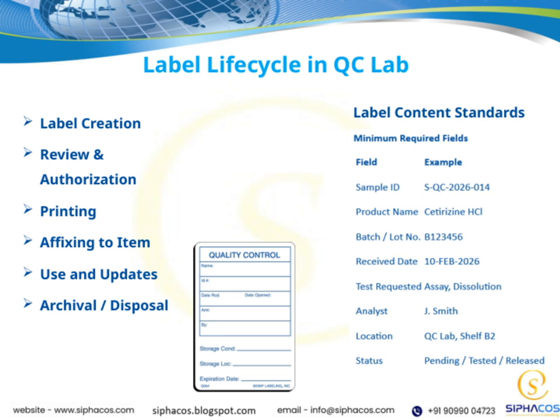After that, the labels are used and updated as necessary. This could mean refreshing information or replacing damaged labels to keep everything current. Finally, there's archival and disposal, where outdated or invalid labels are properly stored or safely disposed of, maintaining compliance and safety standards. By following these steps carefully, we ensure our labeling process supports quality, traceability, and regulatory compliance across the lab.